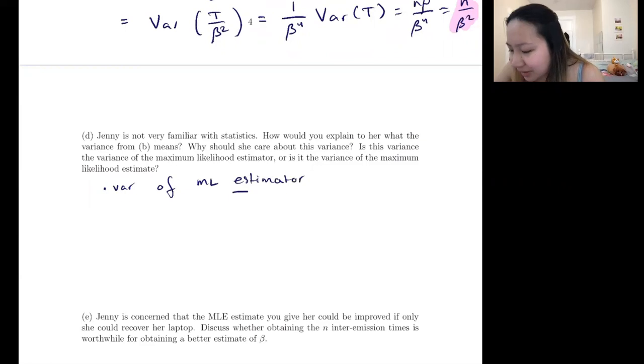Estimators are a function of your data. They have not crystallized to anything. Estimates are numbers, so estimates have variance 0.